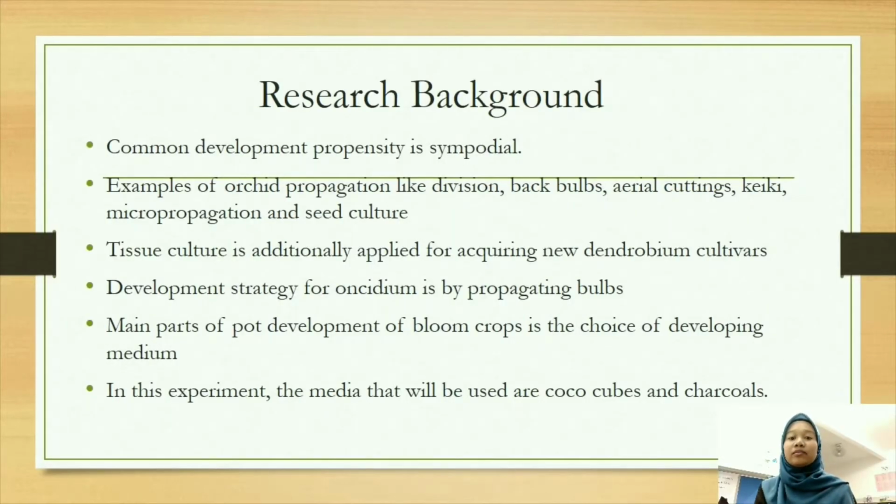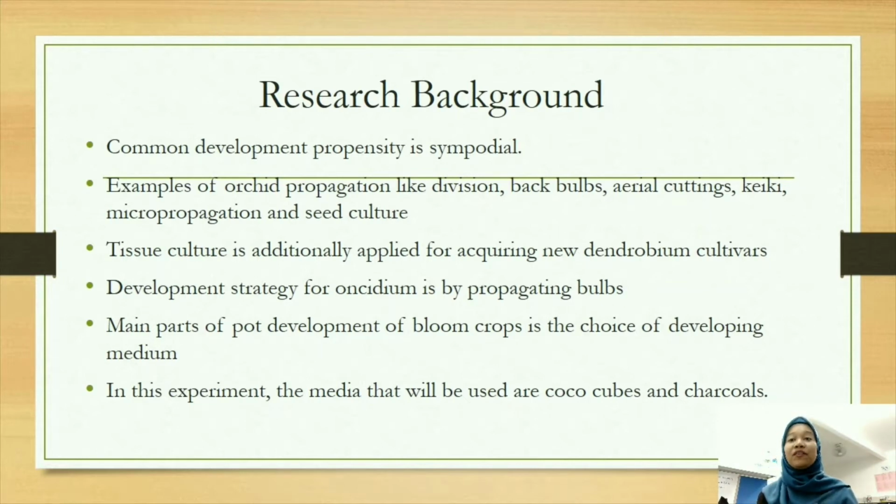For the research background, orchids are normally assembled into two general classes that describe their development propensities. Common development propensity is sympodial. Examples of orchid propagation are division, backbulb, aerial, cutting, keiki, micropropagation, and seed culture. Tissue culture is additionally applied for acquiring new dendrobium cultivars. The development strategy for oncidium is by propagating bulbs.